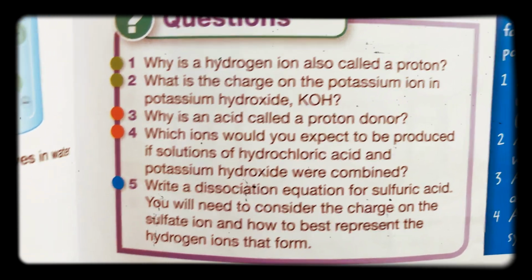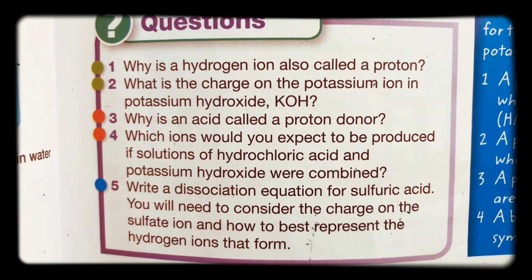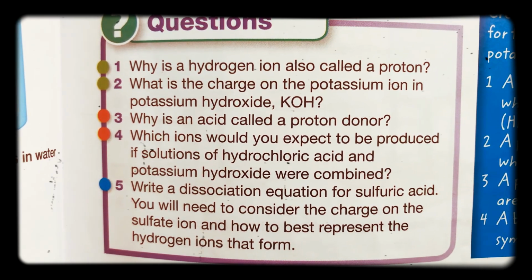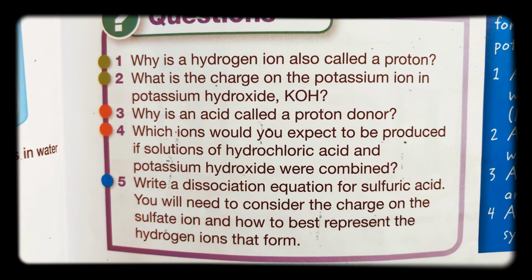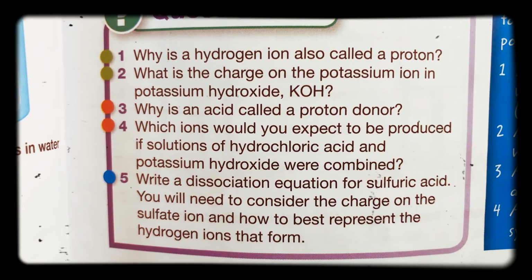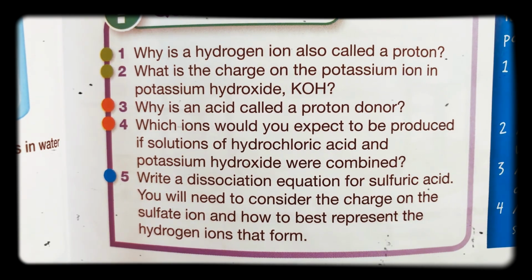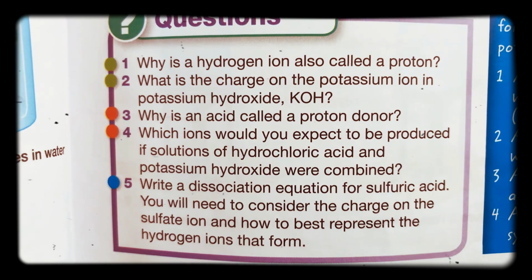Which ions would you expect to be produced if solutions of hydrochloric acid and potassium hydroxide were combined? Now remember, it's ions. Pause the video. Okay, well the H+ and the Cl- would come from hydrochloric acid, and K+, OH-, remember from the last question, OH- would be provided by the potassium hydroxide.